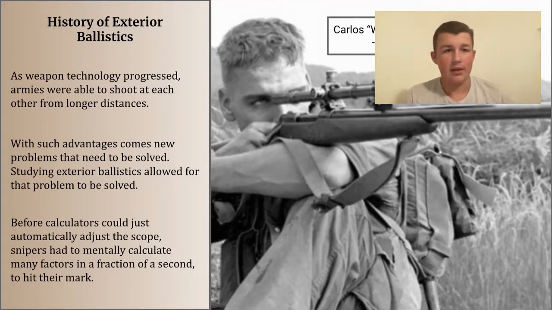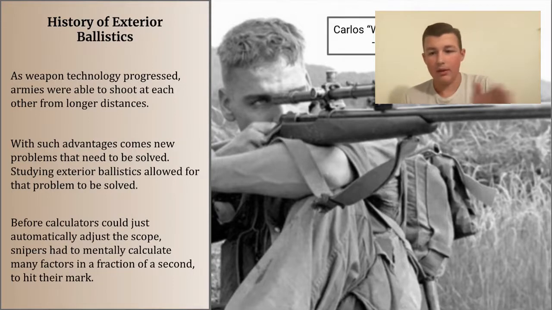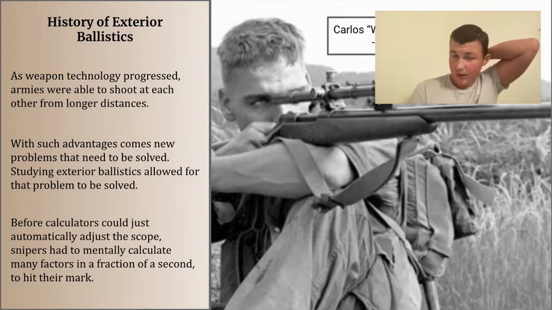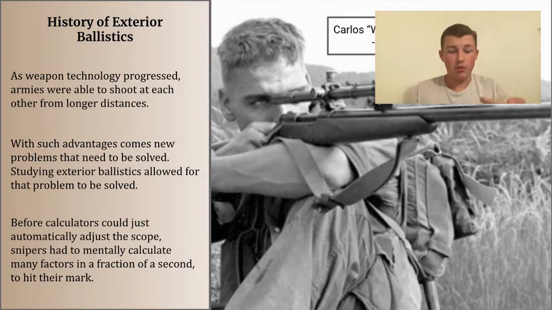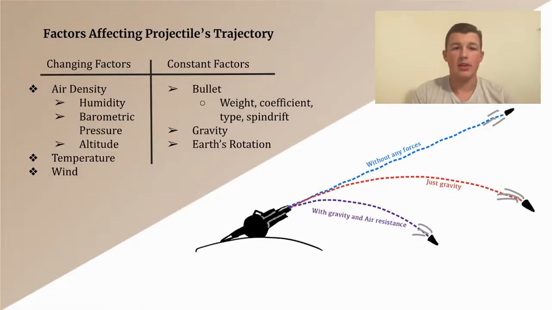Generally, to understand exterior ballistics, we need to understand the technology as weapons progress throughout time, which is as we get into more recent times, the farther armies are able to shoot at each other. So the factors affecting a projectile's trajectory, I'm going to break up into two categories: the changing factors and the constant factors.